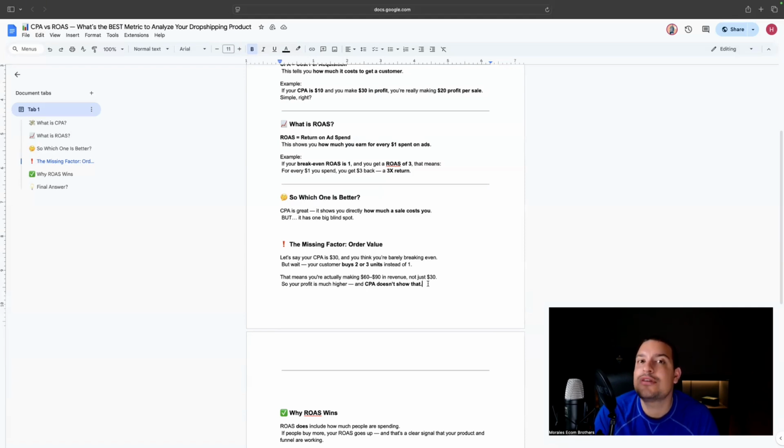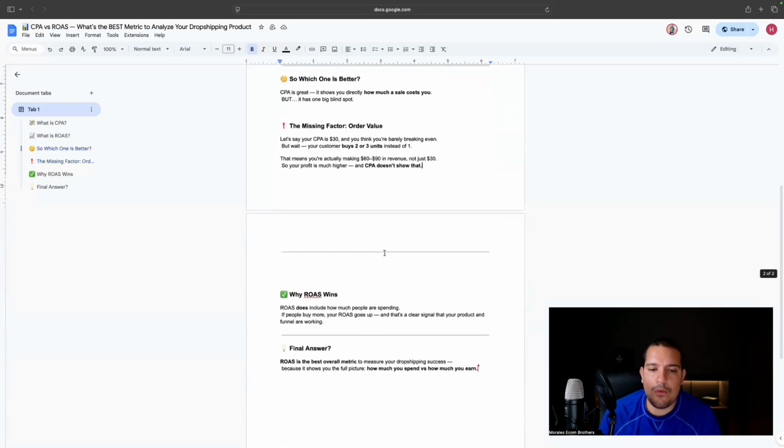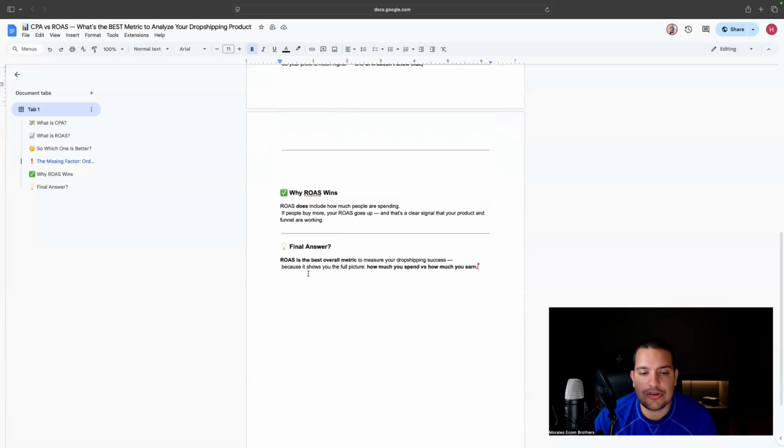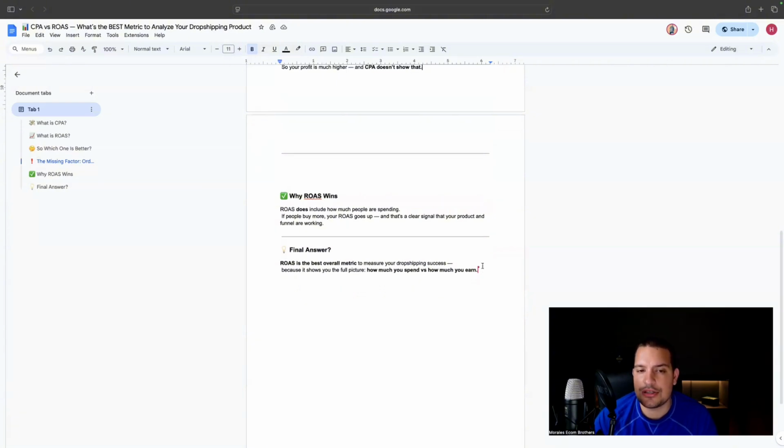So it is extremely important that you follow your KPIs. So now, why does ROAS win? ROAS does include how much people are spending. If people buy more, your ROAS goes up, and that's a clear signal that your products and funnel are working. So final answer, ROAS is the best overall metric to measure your dropshipping success because it shows you the full picture: how much you spend versus how much you earn.